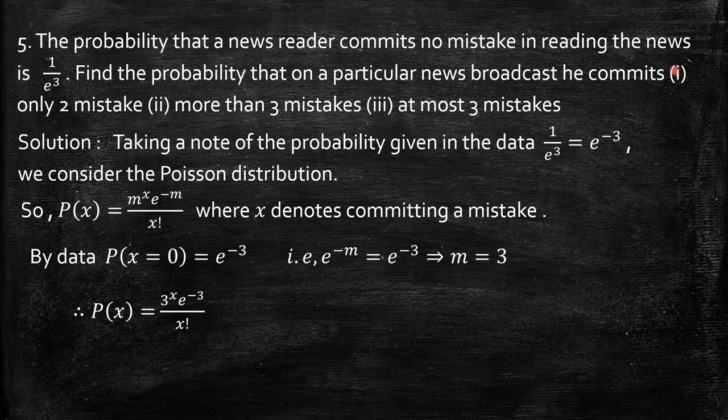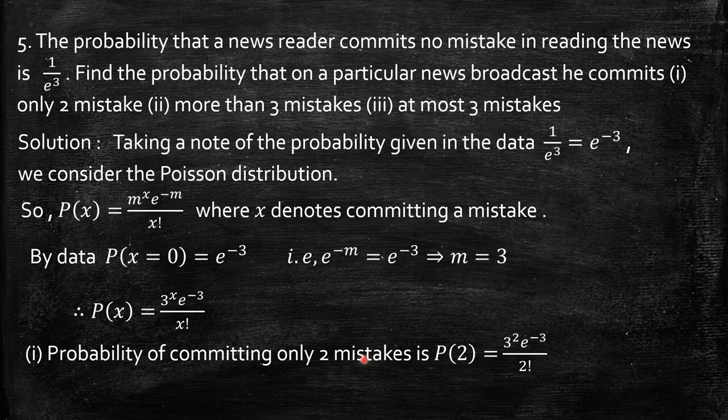Now I have to take these problems: a broadcaster commits no mistakes, sorry, 2 mistakes, more than 3 mistakes, at most 3 mistakes. So what is the probability of committing only 2 mistakes? Exactly 2, that is P of 2. Substitute here 3 square exponential minus 3 by 2 factorial, which gives 0.2240.